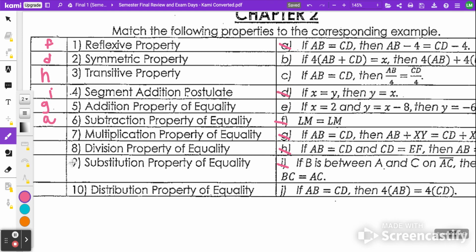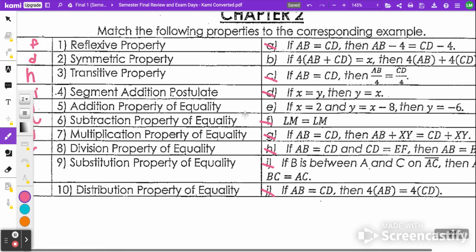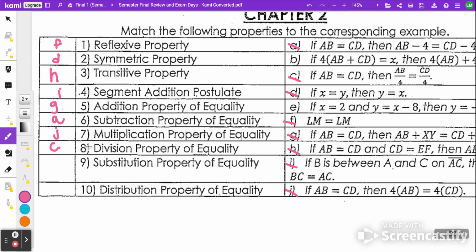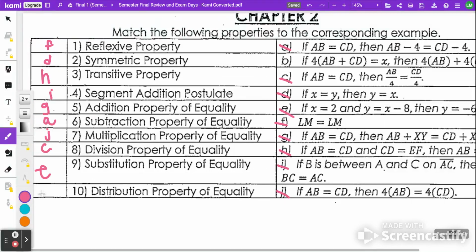Multiplication property of equality is when you're multiplying the same number on both sides. That's going to be letter J. The division property of equality, I'm dividing the same number on both sides. That's letter C. Substitution property of equality, that's when you're substituting. So that one looks like letter E. And then finally, distribution is going to be letter B.